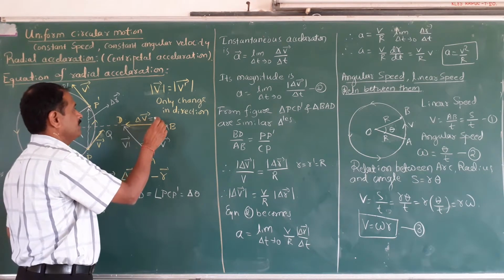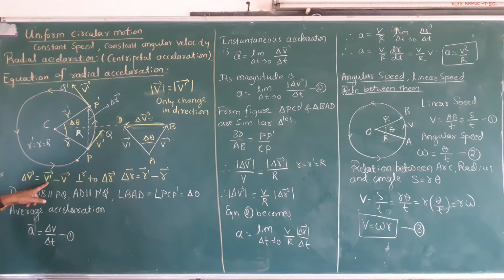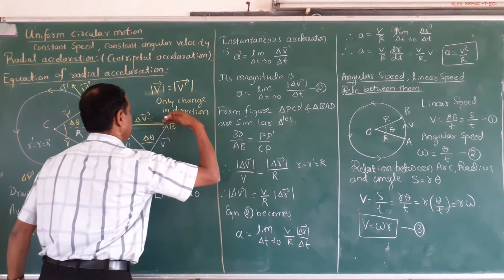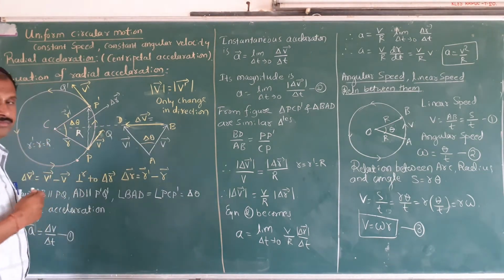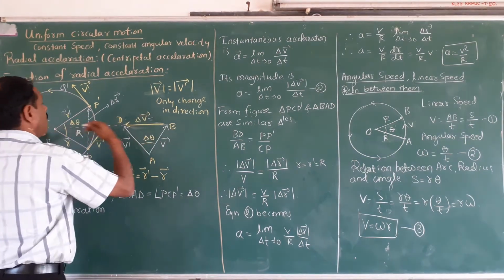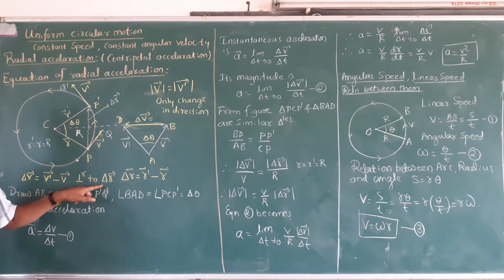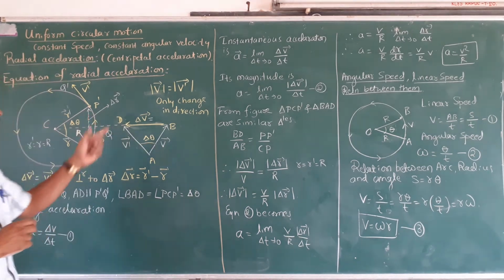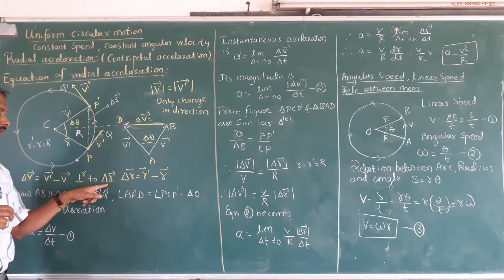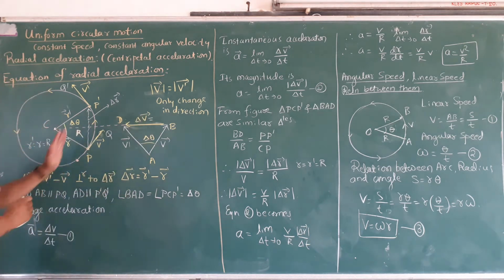Now you join these two to get delta v. Delta v is nothing but vector v dash minus vector v. What is the direction here? The direction is like this, along the radius, perpendicular to delta r. Perpendicular to the change in displacement. Now, parallel to the radius and perpendicular to delta r. Now you draw it here.